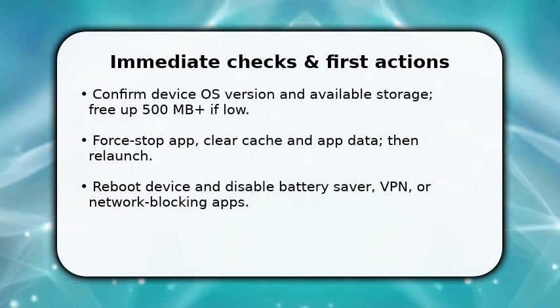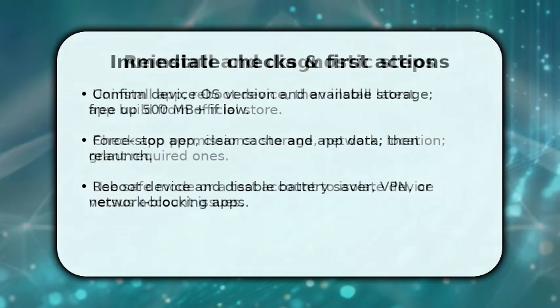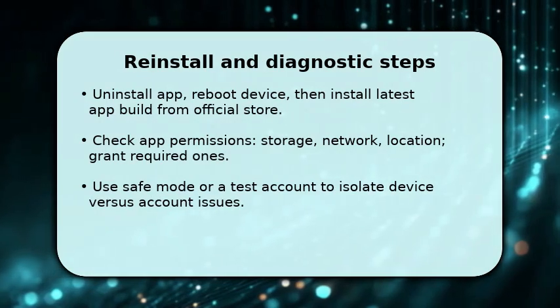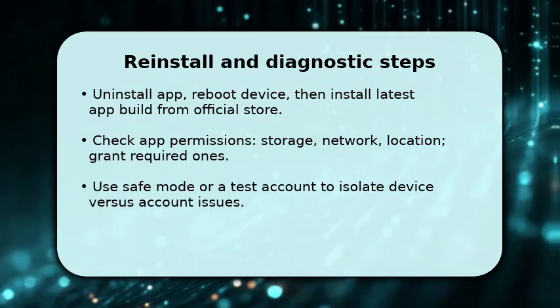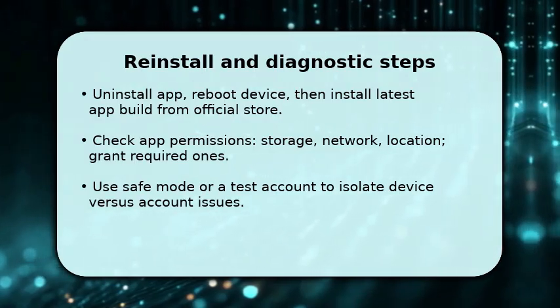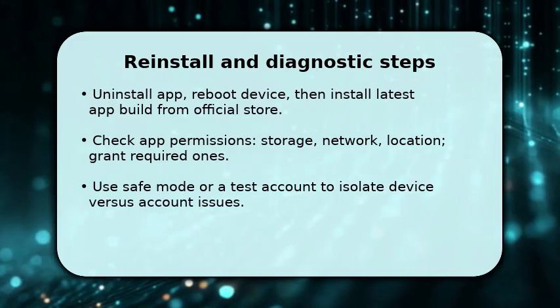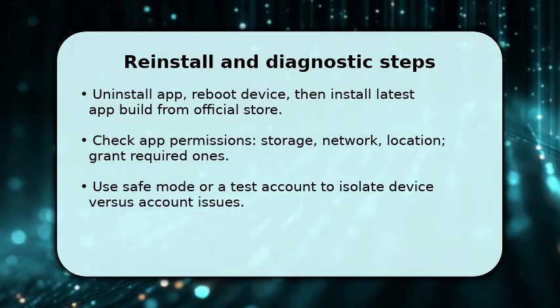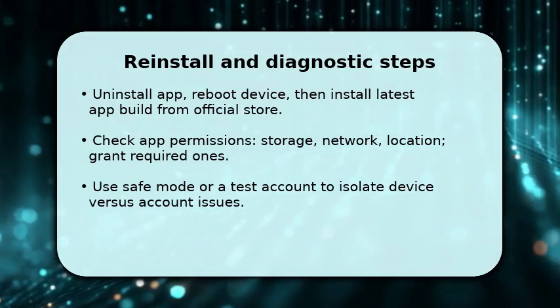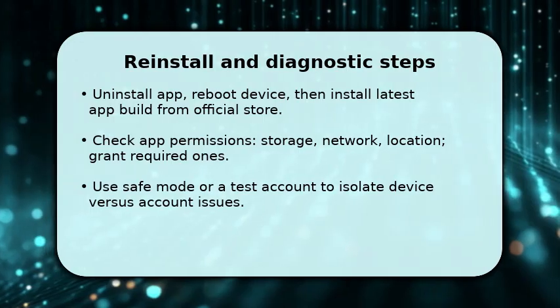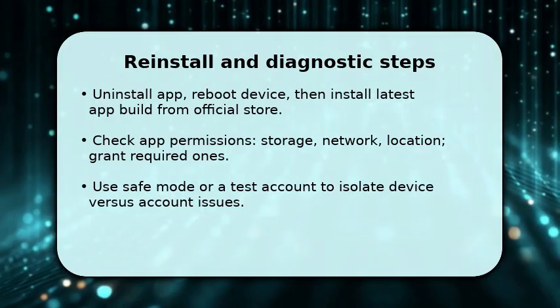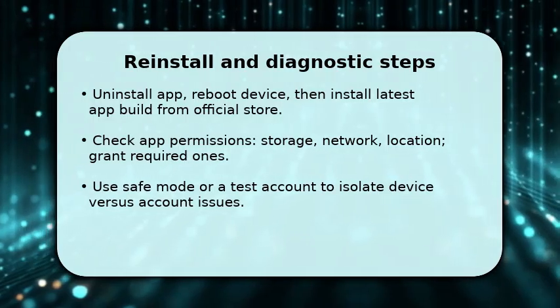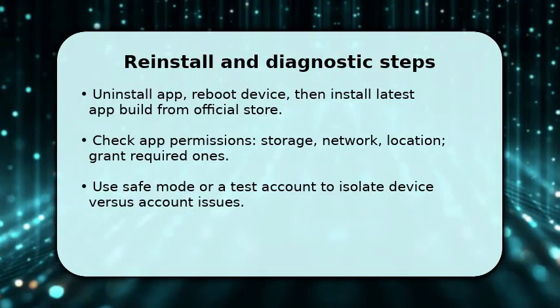You'll now perform deeper fixes that address corrupted installs and permission conflicts. Uninstall the app, reboot the device, then reinstall the latest build from the official App Store to ensure a clean copy. Avoid sideloaded packages. Next, open app settings and grant storage, network, and any requested permissions so the app can access required resources. Once done, test in safe mode or sign in with a fresh test account to see if the problem is device level.